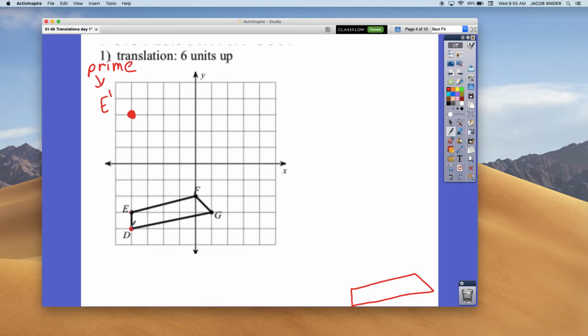Now D, same thing. Here's D. I'm going to move it up 6 because it tells me translation, 6 units up. That's how I know which way I'm going. 1, 2, 3, 4, 5, 6. And that's D prime. F right here, count it up: 1, 2, 3, 4, 5, 6. And G: 1, 2, 3, 4, 5, 6. G prime. Then I would just connect my dots and make my new shape. As you can see, it looks the same. The E is in the top left corner just like it was on the bottom one, and the D is in the bottom right corner, and so on.